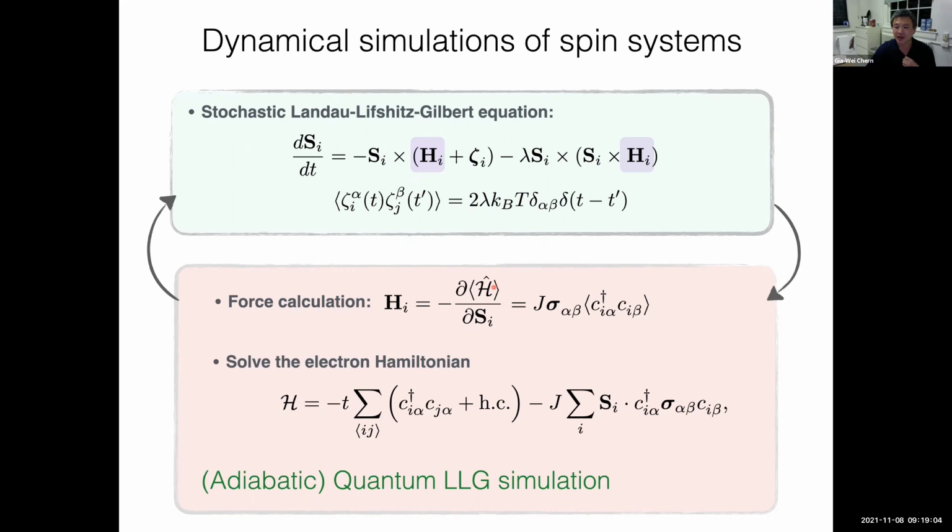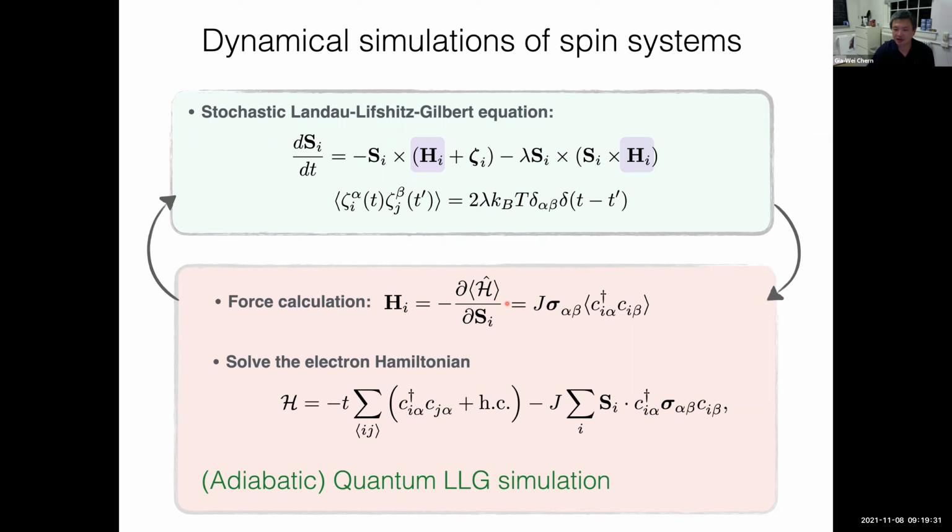And that's why here we solve the electron thermal states and then compute the Hamiltonian using these instantaneous electron states. So this is similar to the Born-Oppenheimer approximation in quantum molecular dynamics. But this exact diagonalization is too time consuming.